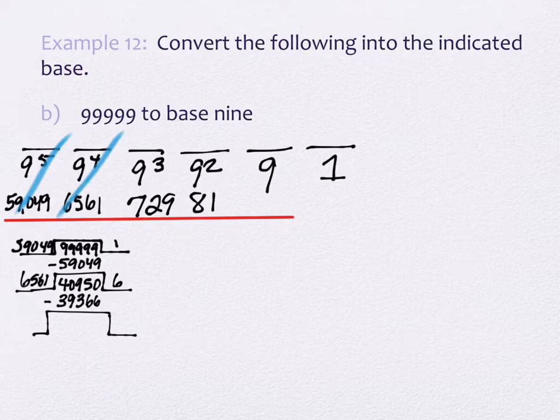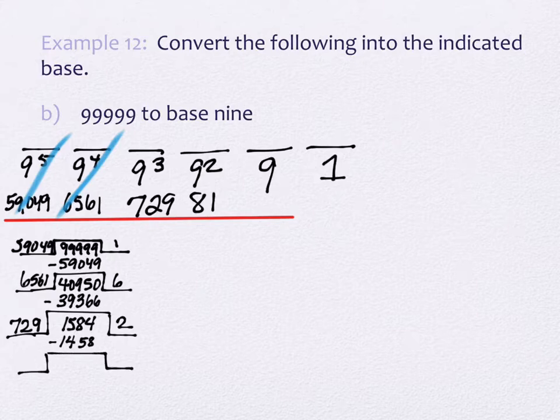Okay, working our way down the powers of 9. 729 is our next divisor. So what is 40,950 minus 39,366? 1584. And 729 will go into 1584 twice. When I multiply, that's 1458. For a difference of 126.